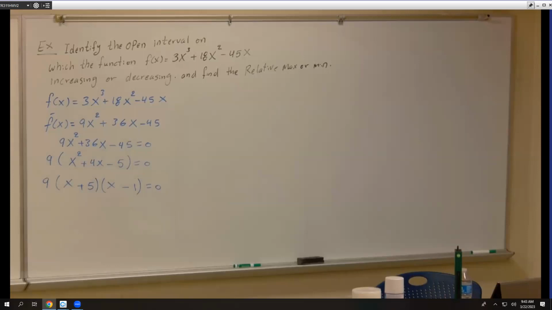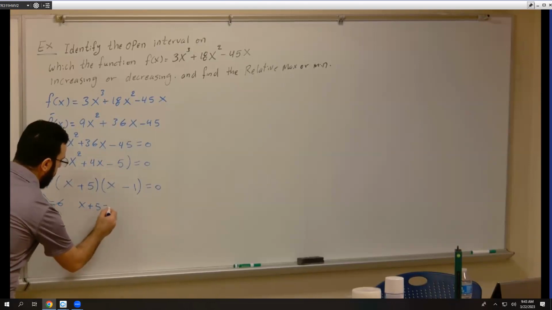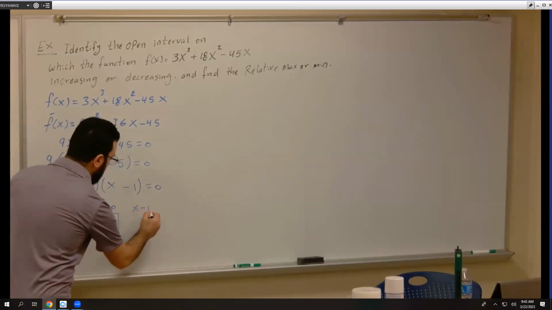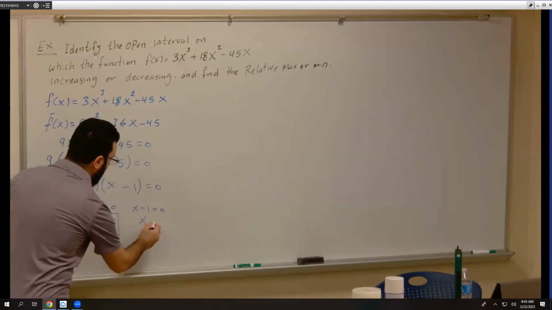So now we need to solve this and find the critical numbers. 9 equals 0 is a wrong statement. x plus 5 equals 0 means x equals negative 5. This is the first critical number. And x minus 1 equals 0 means x equals 1. This is the second critical number. So we have 2 critical numbers.